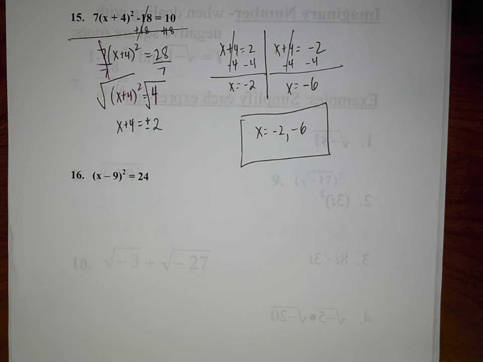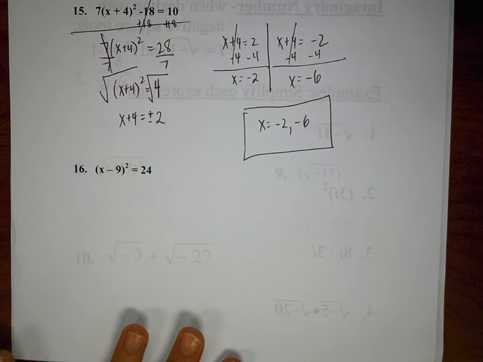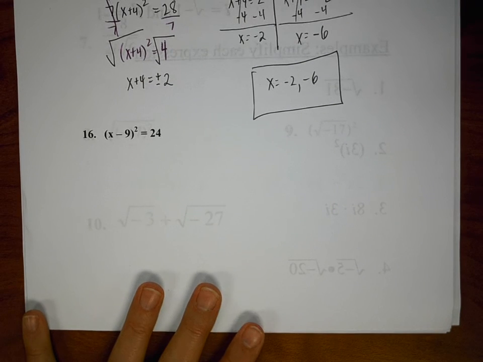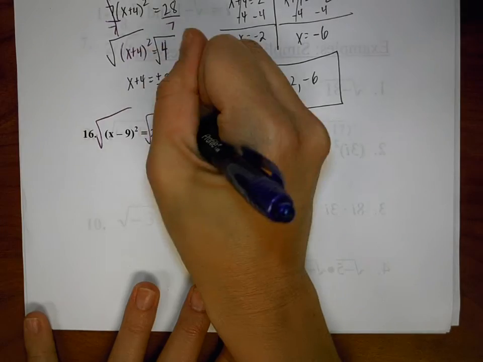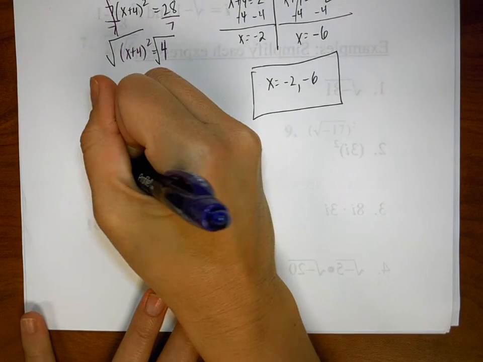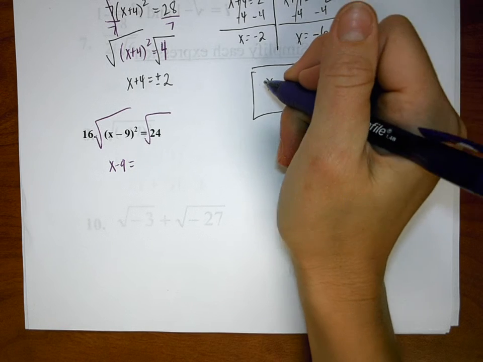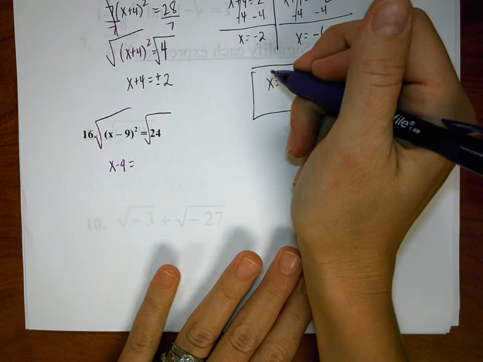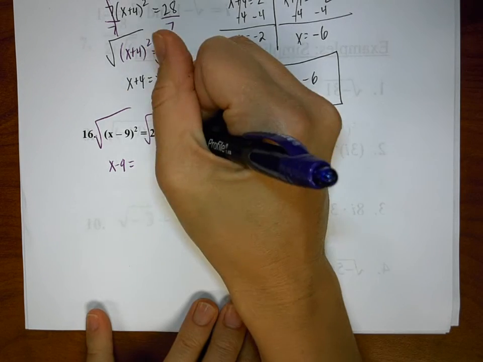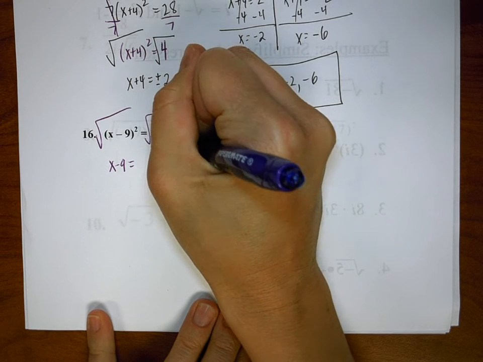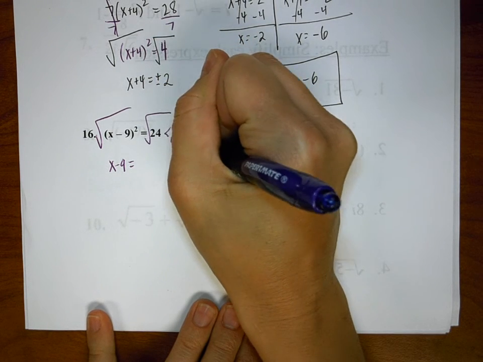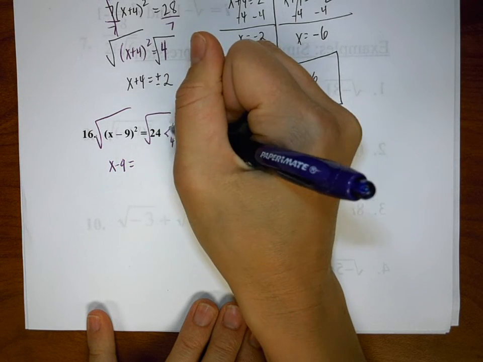Okay. We're ready for 16? All right. Is the square by itself? Yes. So what am I going to do? Square root both sides. So I get x minus 9 equals, and what's the square root of 24? Good. It doesn't make an even number, right? So we break it down, and I have 6 and 4, and then I have a 2 and a 2. And I'm not going to break down the 6 because I'm not going to have another pair.